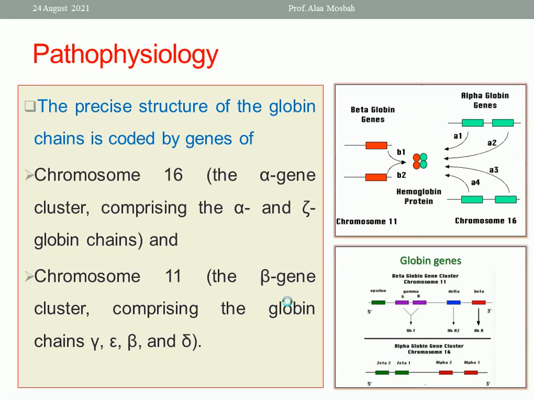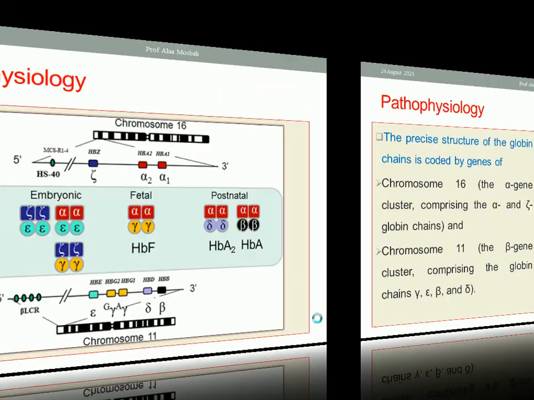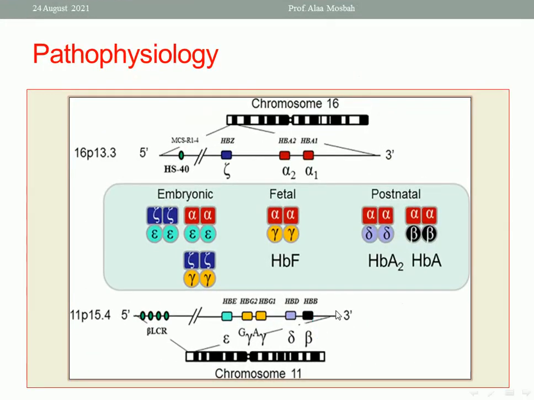So which chromosomes are responsible, carrying the genes for alpha and beta and the others? Chromosome 16 for the alpha gene cluster, while chromosome 11 for the beta gene cluster. This picture shows you the genes on chromosomes 16 and 11. 16 is responsible for alpha clusters, 11 is responsible for beta clusters.